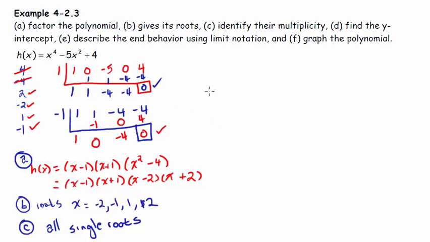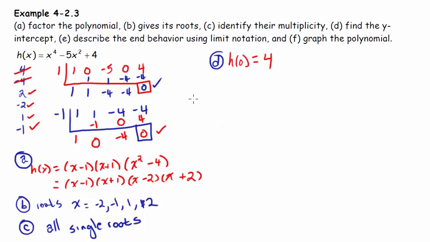D here, we need the y-intercept. We can do that. We're just going to plug in 0. So h of 0, well, my first term is 0, my second term is 0, I'm just left with that constant of 4.